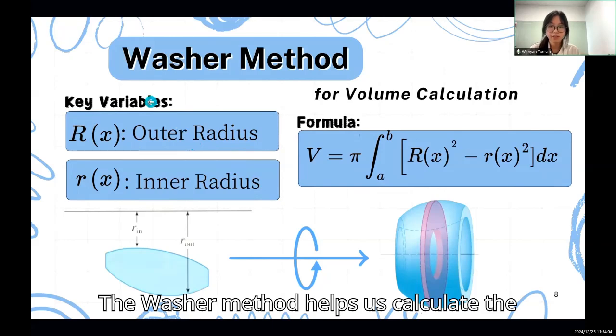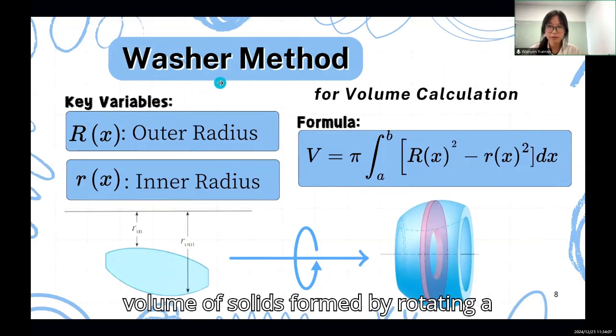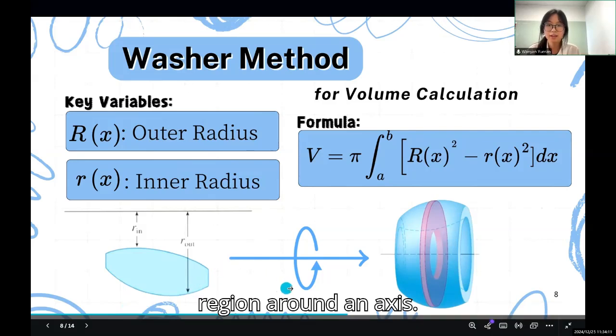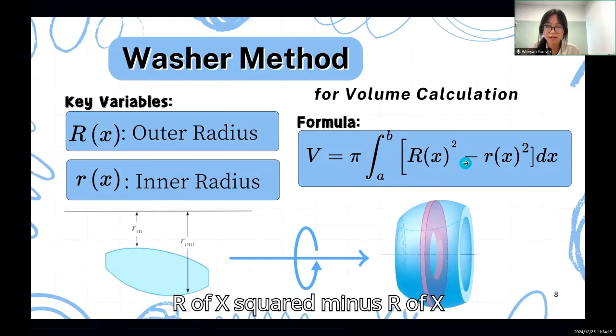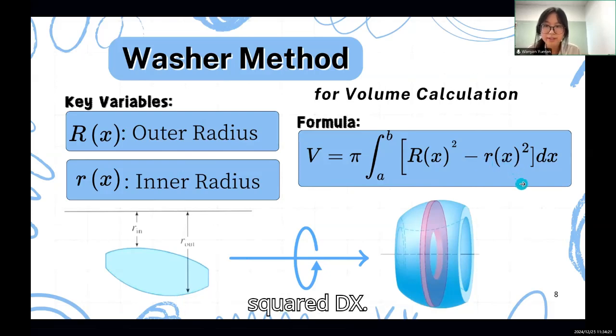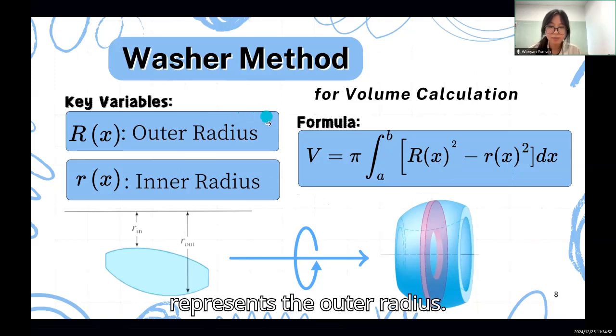The washer method helps us calculate the volume of solids formed by rotating a region around an axis. The formula is V equals pi times the integral from a to b of R(x) squared minus r(x) squared dx. Here, R(x) represents the outer radius, and r(x) represents the inner radius.